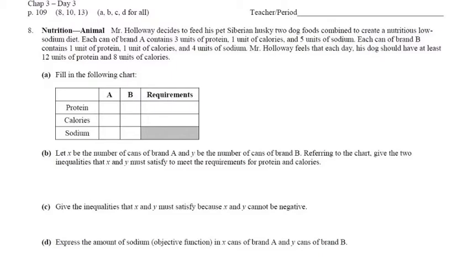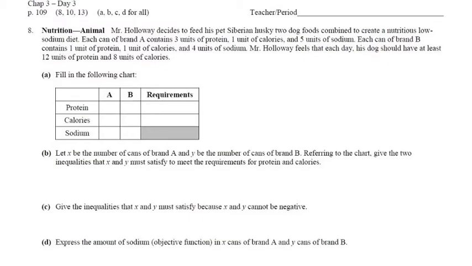So it says Mr. Holloway decides to feed his pet Siberian Husky 2 dog foods combined to create a nutritious, low-sodium diet. Each can of brand A contains 3 units of protein, 1 unit of calories, and 5 units of sodium. Each can of brand B contains 1 unit of protein, 1 unit of calories, and 4 units of sodium. Mr. Holloway feels that each day his dog should have at least 12 units of protein and 8 units of calories.